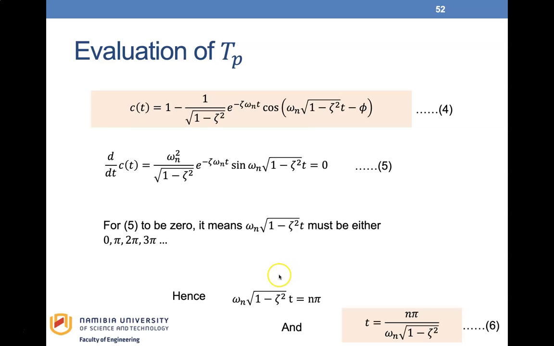For this equation to be 0, it means that the sine quantity must be 0, and this will occur when omega subscript n square root of 1 minus zeta squared times t is equal to 0, pi, or 2 pi, because any of these quantities will give us the sine of this quantity to be 0. Hence we can write t as shown in equation 6. So we now have the equation with respect to the time t.